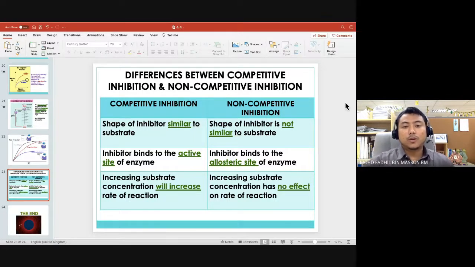So for competitive inhibition, bentuk of inhibitor tu similar to the substrate. So itu dia bersaing dekat active site yang sama. Kalau yang ni shape of inhibitor not similar to the substrate. They bind to the active site, ini bind to the allosteric site, increase substrate concentration, increase rate of reaction. Yang ni increase lah substrate concentration tu tinggi taruh mana pun has no effect on the rate of reaction. Okay, that is for 2.4.